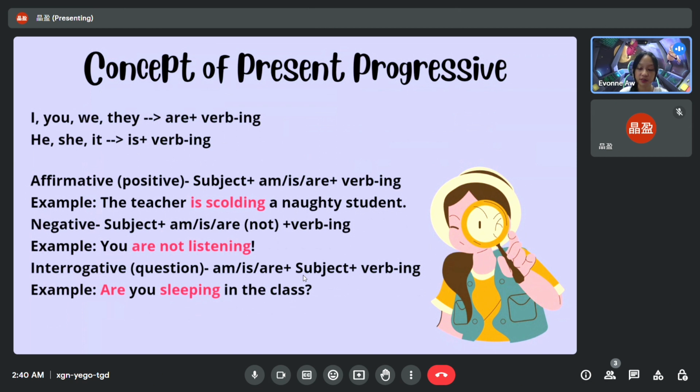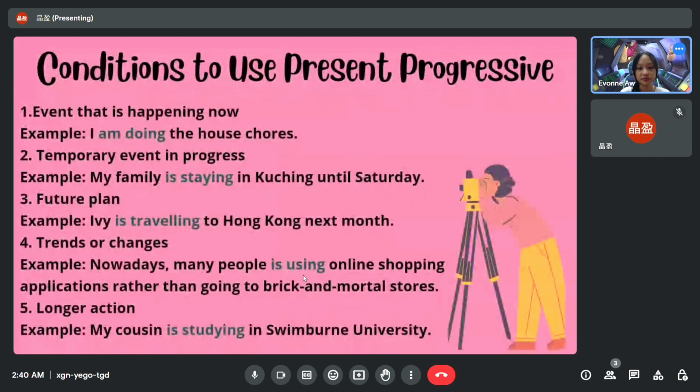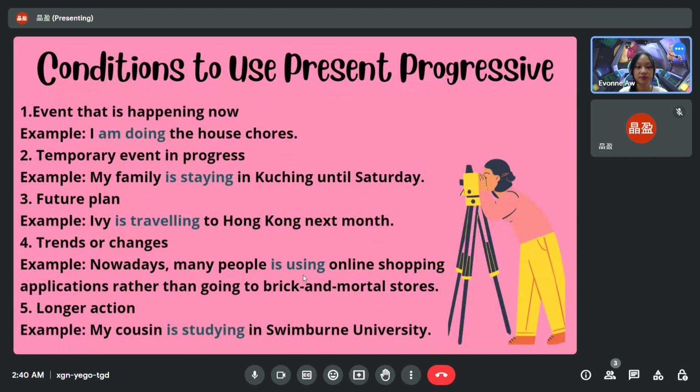In negative condition, the subject is following by am, is, are, and not, following by verb inflected with ing. For example, you are not listening. And the last one, interrogative, a question. The sentence will start with am, is, or are, following by subject, added with verb inflected with ing. For example, are you sleeping in the class? Here are the conditions to use present progressive. There are 5 conditions listed here.